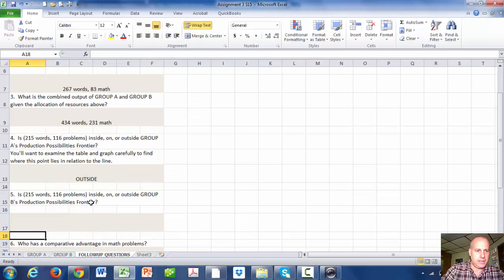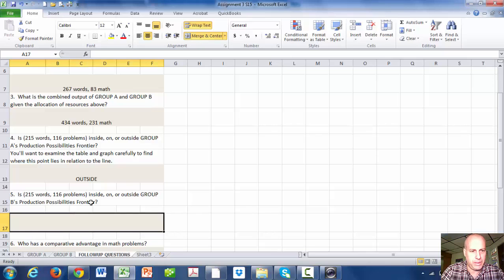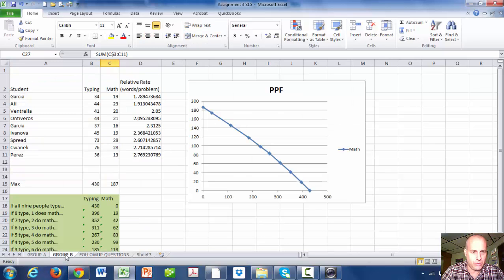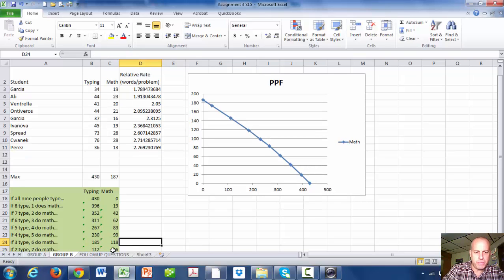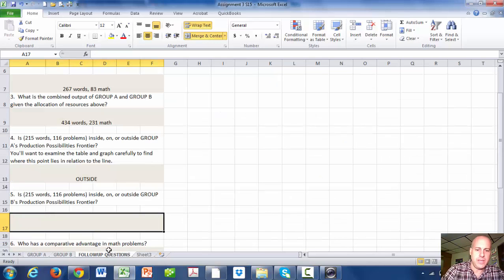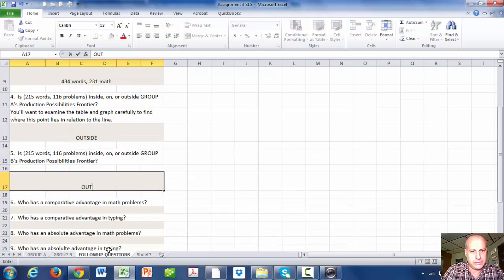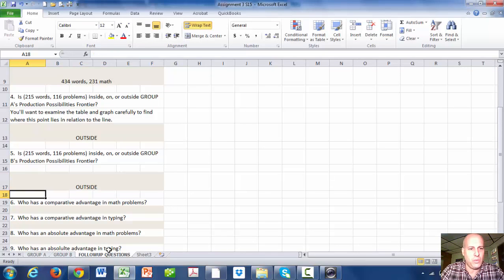Okay. Then we ask the same thing about Group B. Is 215, 116 in or out? Now Group B, 215 and 116. The closest place to start is if we look at 3 typers and 6 mathematicians. We could get 116 problems, but only 185 words typed. So if we were willing to trade away math problems for typing, we can't do so at that rate. So this is also outside. 215, 116 is outside Group B's production possibilities frontier.